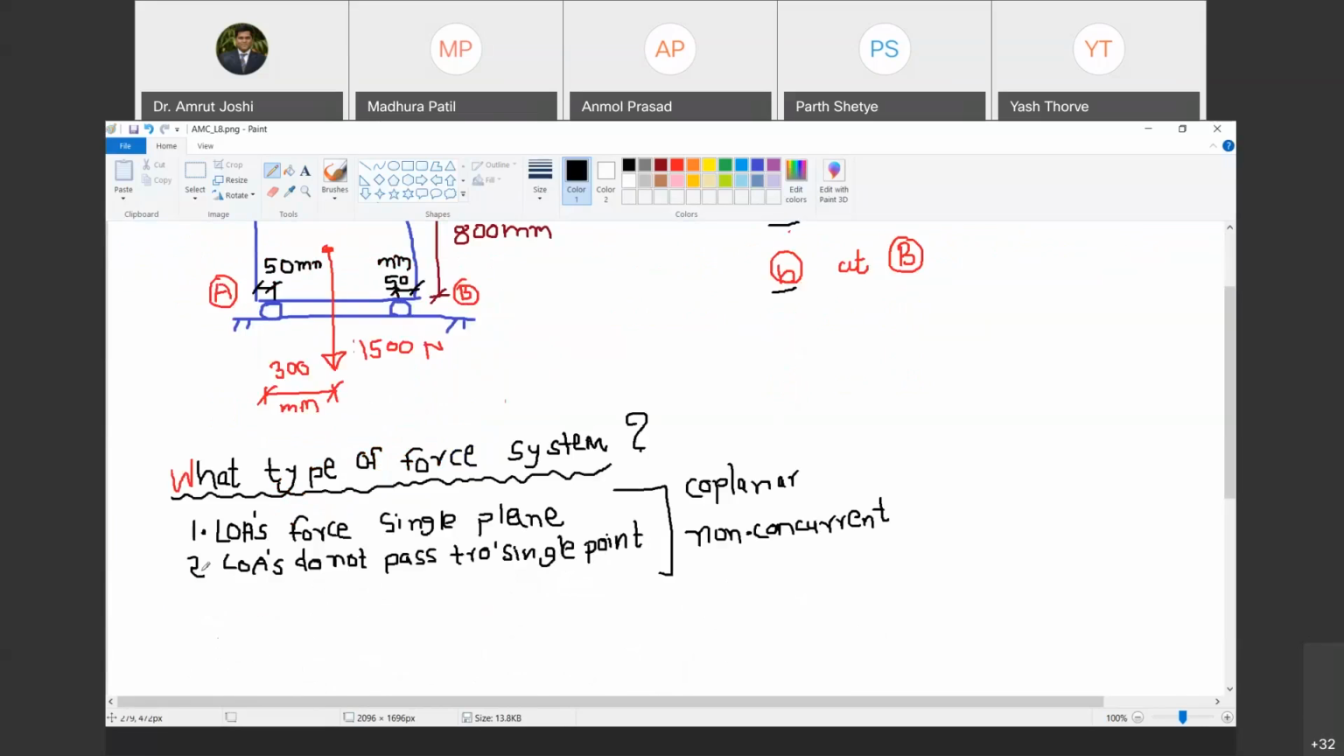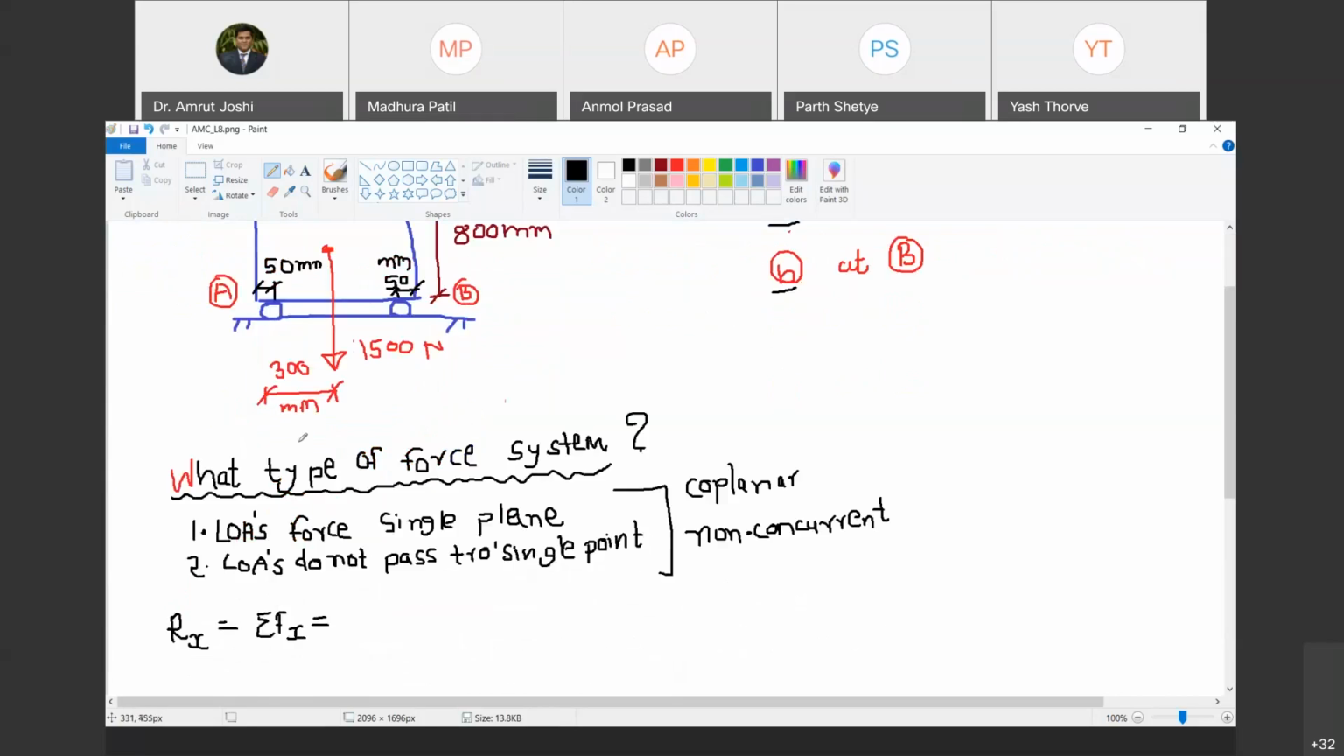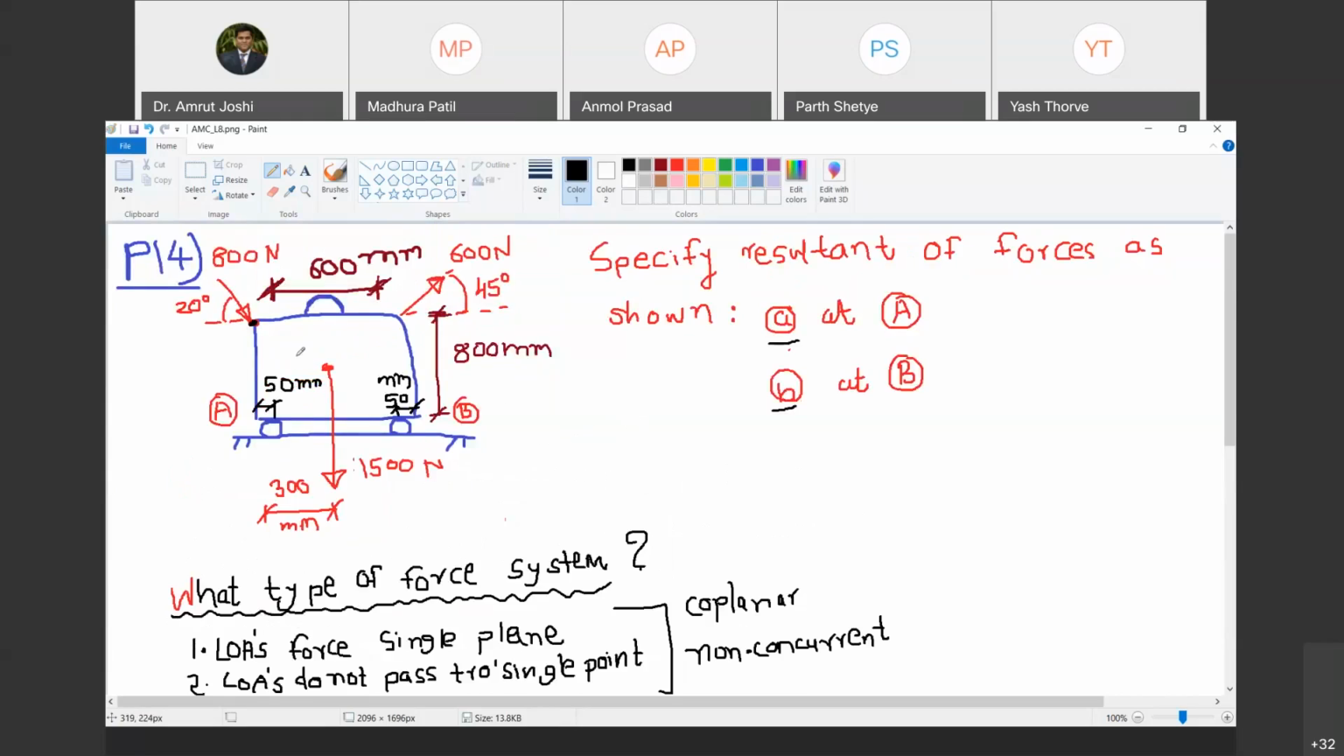So we have already learned that the x component of the force resultant is equal to the summation of x components of all the forces. Do you agree with me? Yes, sir. And it is an algebraic sum. So what will be the x component of 800 Newton? It will be 800 cos 20. And the sign? Positive sign.